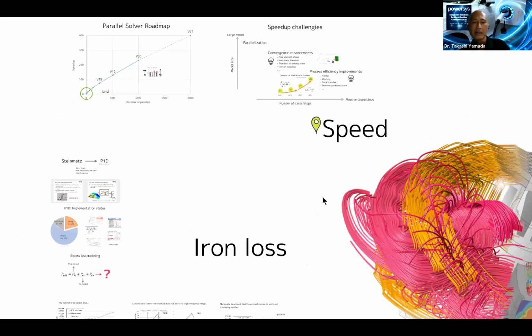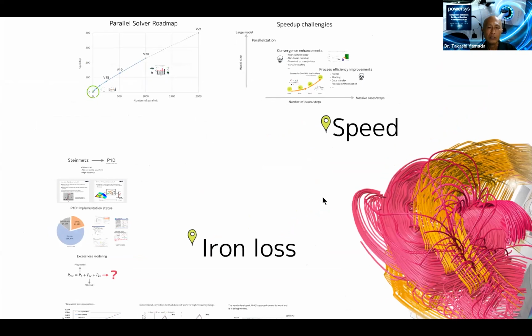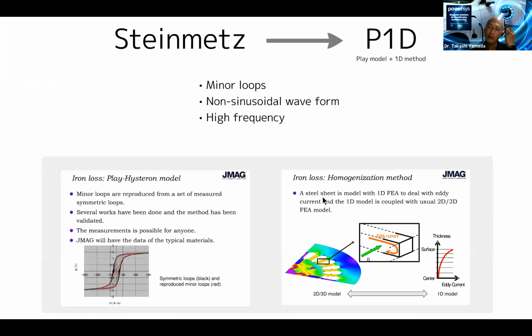So next is iron loss. This is quite a tough issue. So far, what we have done is the transition from the Steinmetz-based, very classical loss calculation method, to what we call P1D. This is a pre-model plus 1D method.